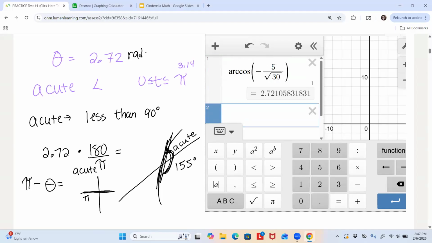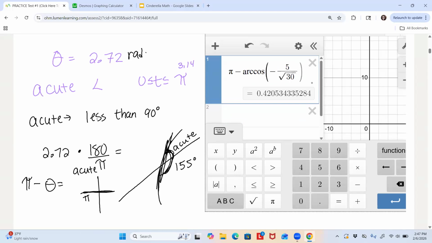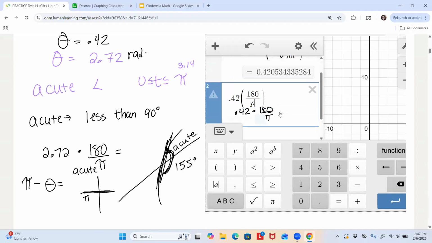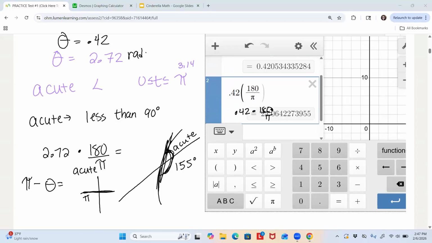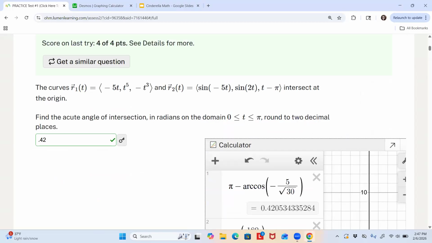So I'm just going to go back up to this and type in before this, pi minus. There is the acute. So final answer, theta equals 0.42. Now, just for kicks and giggles, if you turn that to degrees, you would do 0.42 times 180 over pi. Let's see if that's acute, just for fun. So 0.42 times 180 over pi, and that is acute. Yes, it's 24. Okay, great. So final answer, 0.42, and we had to do that one extra step because they wanted the acute angle. There we go.